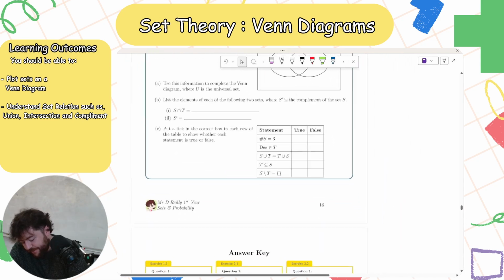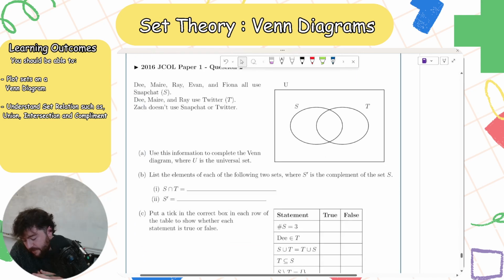Finally here, Dee, Marie, Ray, Evan, and Fiona all use Snapchat. Dee, Marie, and Ray use Twitter. Zach doesn't use Snapchat or Twitter. Use the information to complete the Venn diagram.